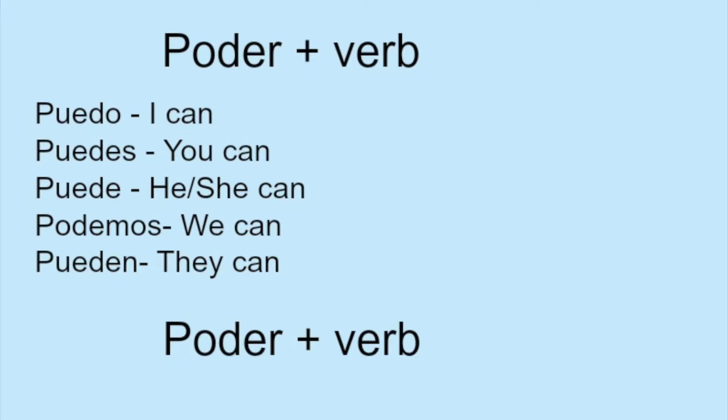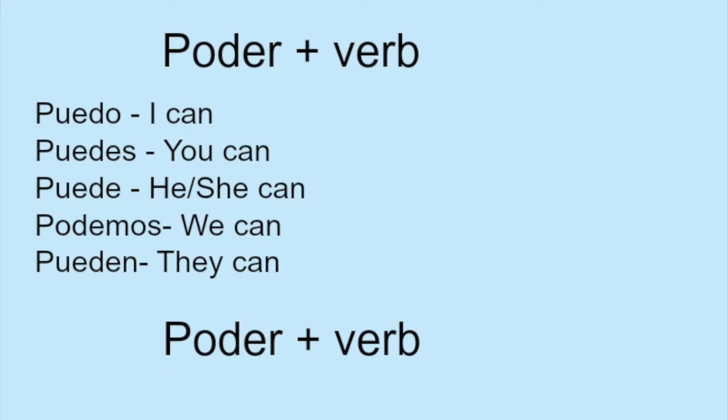Keep in mind that you do have to specify when you're saying él puede, he can, or ella puede, she can, since both of those pronouns use puede. It has the same breakdown, so you have to specify. If you just start a sentence and say puede nadar, you could be saying she can swim or he can swim, so you want to specify. Él puede nadar. Ella puede nadar, right? The next one, podemos, we can. Pueden, they can. So these are the conjugations: I can, you can, he or she can, we can, they can.